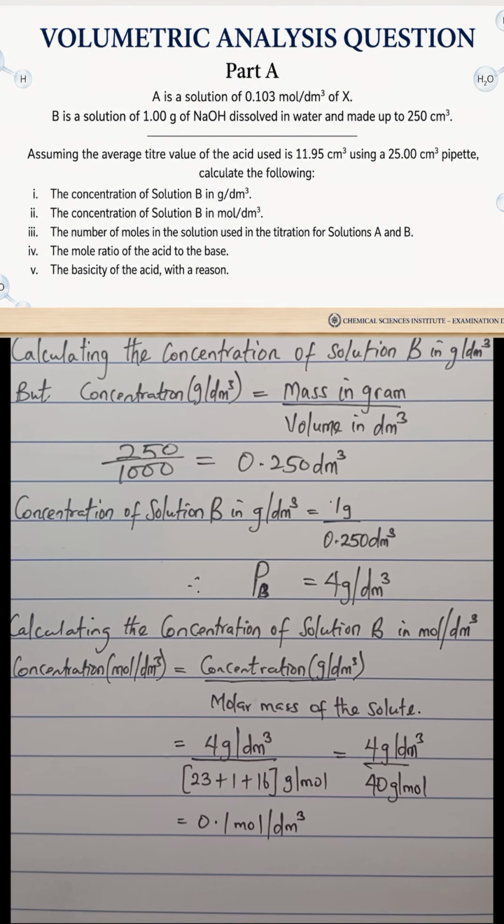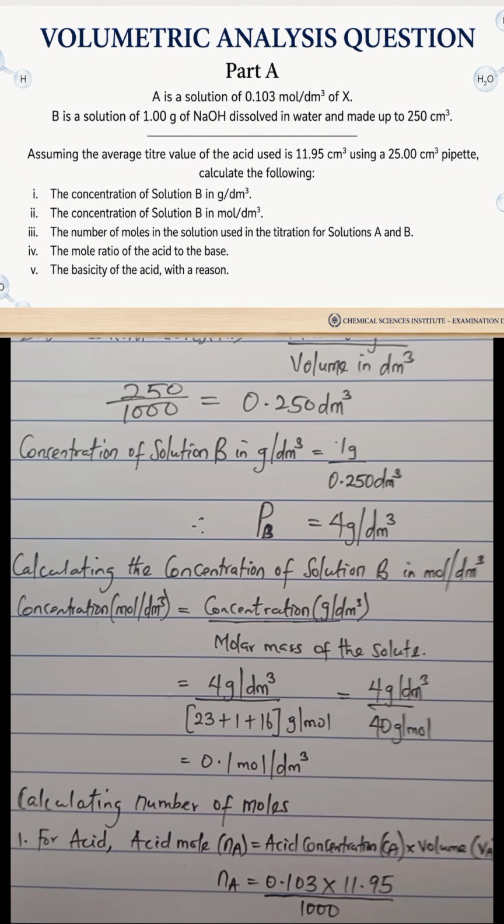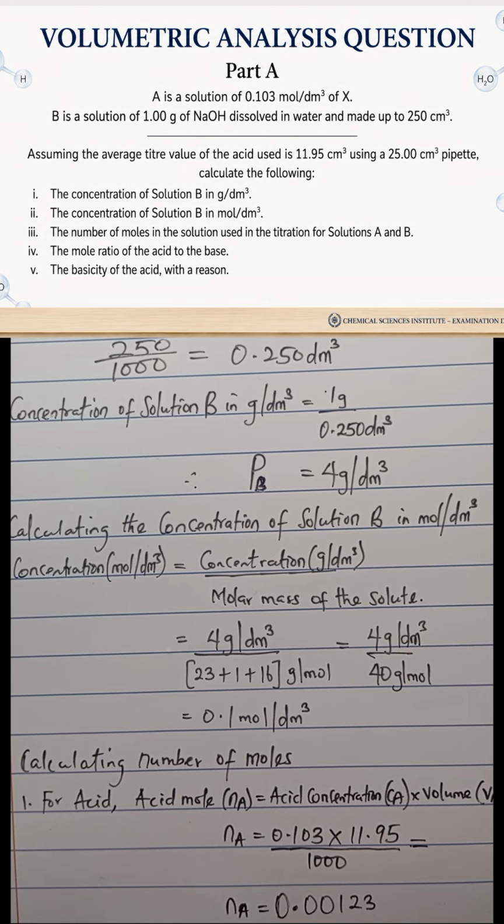The next part is to calculate the number of moles in the solution used in the titration for solution A and solution B. Therefore, I can just say Na is equal to Ca times Va. But let's insert what we have. You may ask, why did I use over 1000? Because 11.95 centimeter cube needs to be converted to dm cube, and that is why I use over 1000. So my answer becomes this, for the acid.